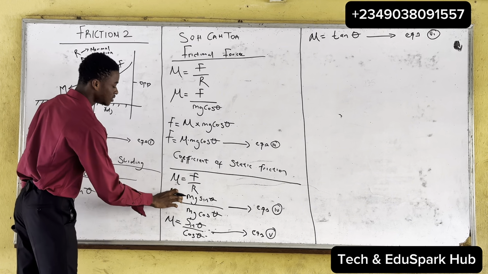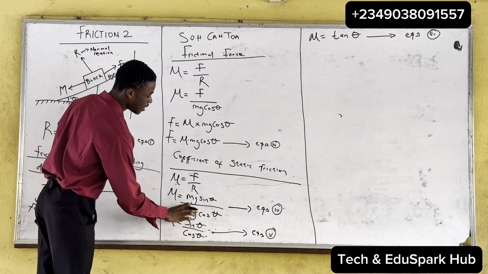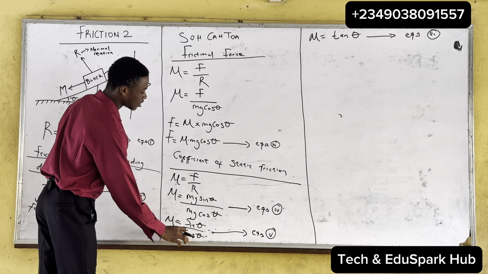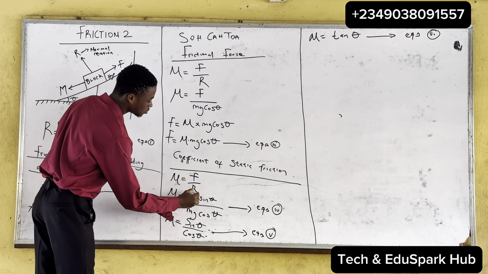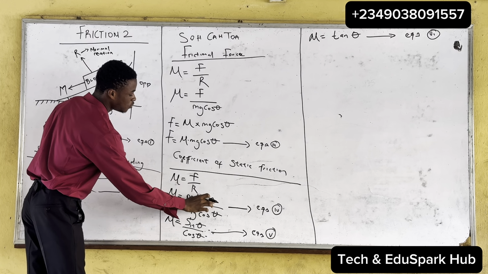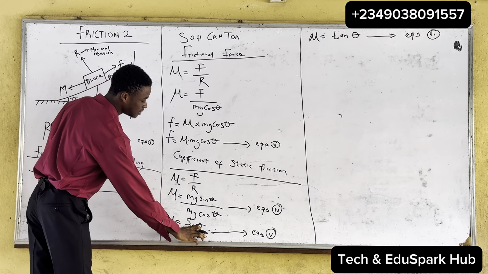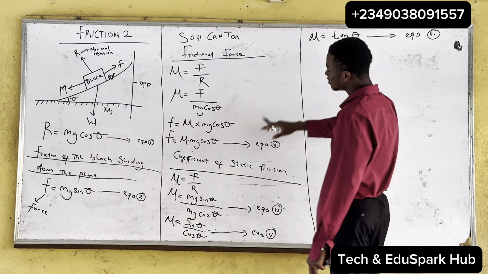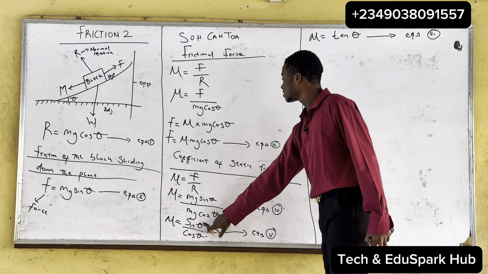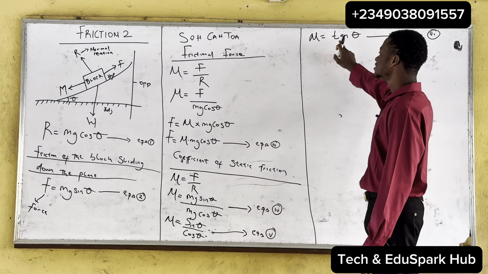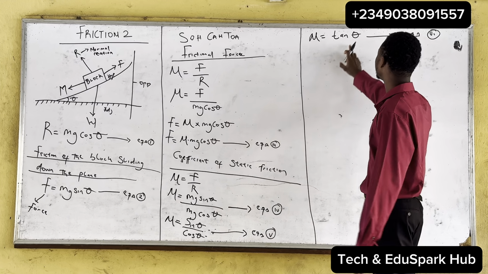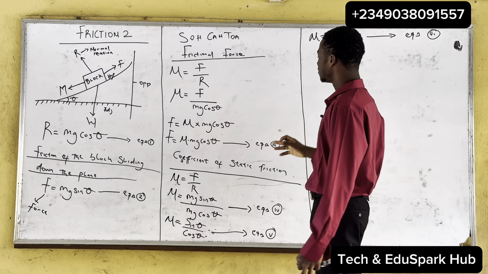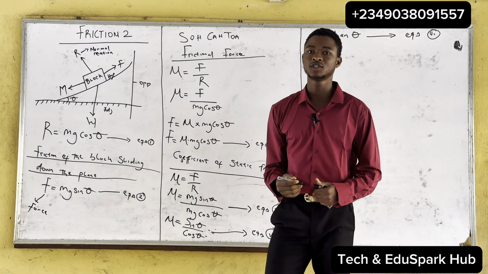So the first formula is mu equals mg sin theta over mg cos theta. And the second formula is mu equals sin theta over cos theta. If you cancel mg and mg, you have sin theta over cos theta, and that is how we get equation 5. And lastly, from trigonometric identity, if you have sin theta over cos theta, you have tan theta, and that is how we get our last equation, equation 6. So this is the formula for coefficient of static friction.